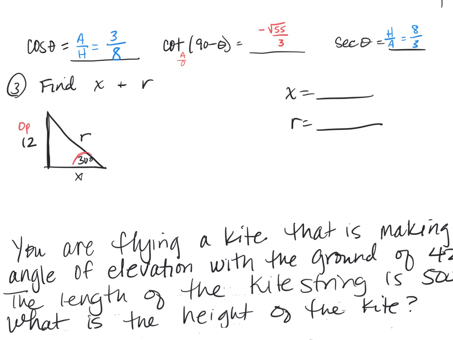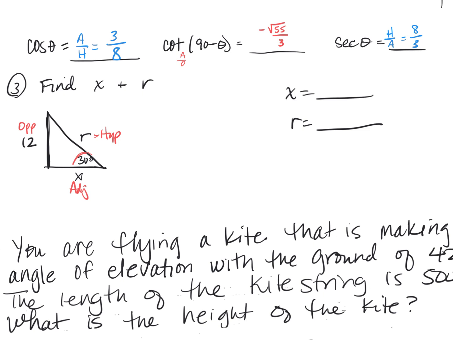The 12 is my opposite side, right? This is adjacent, not add, adjacent. And this one's the hypotenuse. So the first thing it's asking me to do is find x, find the adjacent side, right?